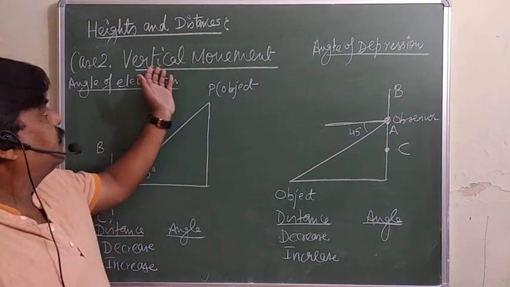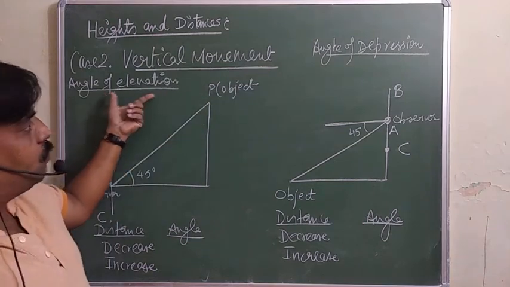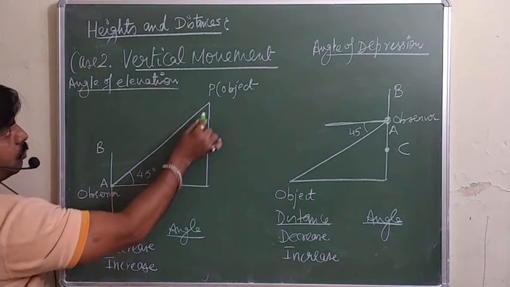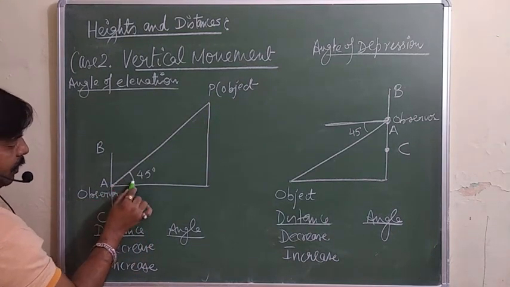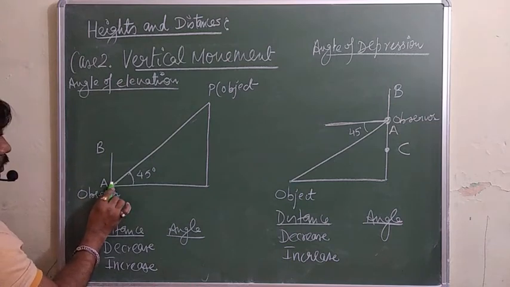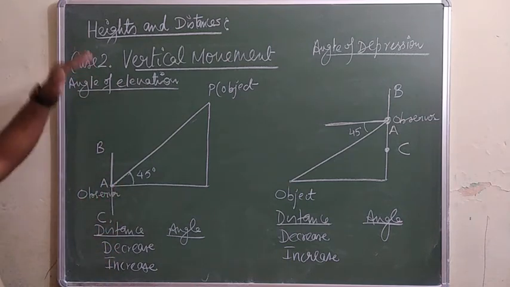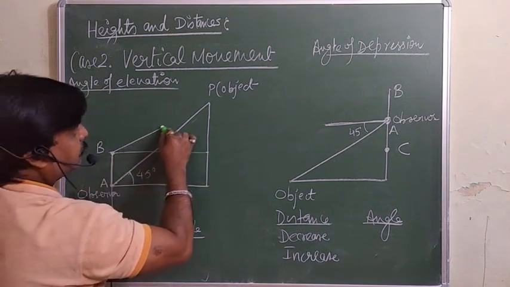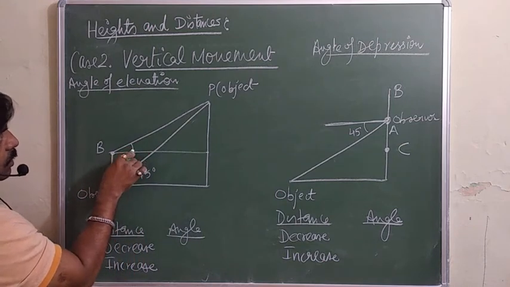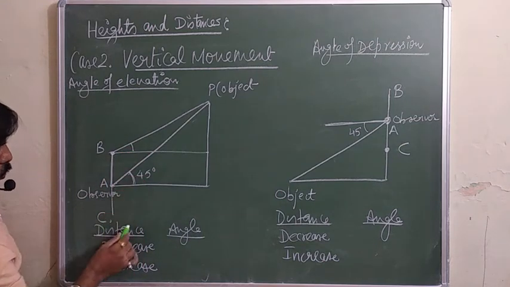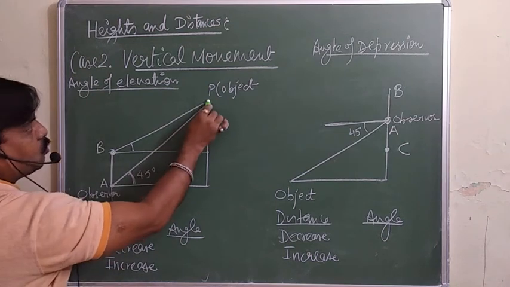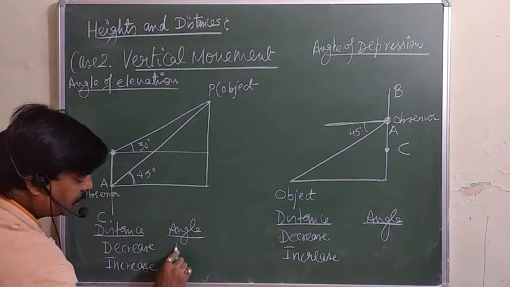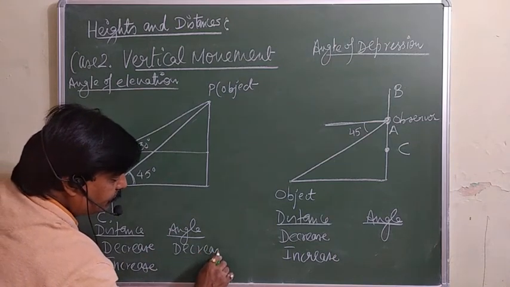Okay, now next second case is the vertical movement. In both the cases we will take angle of elevation and angle of depression. Vertical movement. देखिए, observer is here, object is here. Let's suppose the angle of elevation is 45. अब observer will move. Observer अगर ऊपर जाता है, means vertical movement हो रहा है, up and down. तो अगर point B पर है, then just see what will happen. So this angle definitely will be less than this one. So if the distance between the observer and object is going to decrease, then this angle will also decrease. Distance decrease करेगा तो angle भी decrease करेगा here.